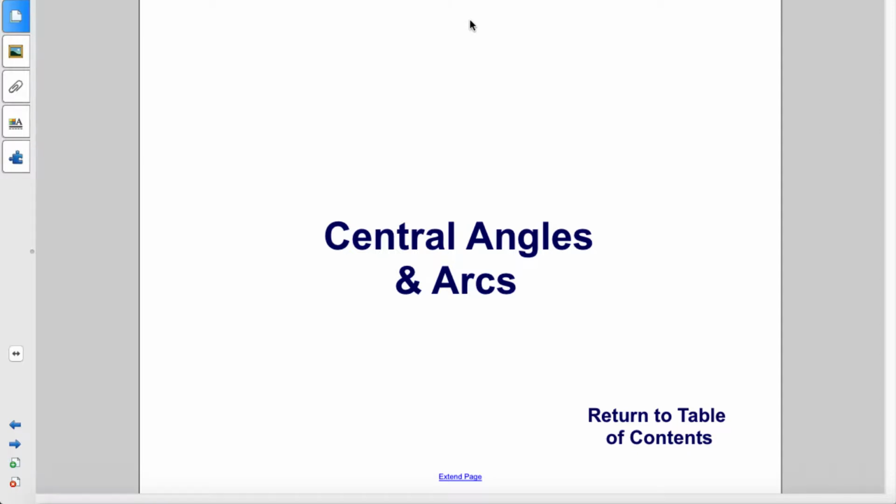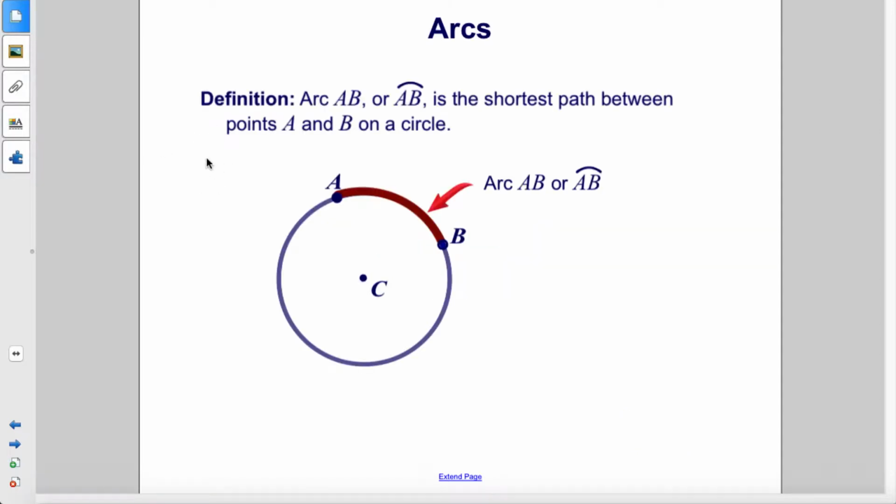Central angles and arcs. Arcs. Definition. Arc AB, or AB with this symbol, is the shortest path between points A and B on a circle.